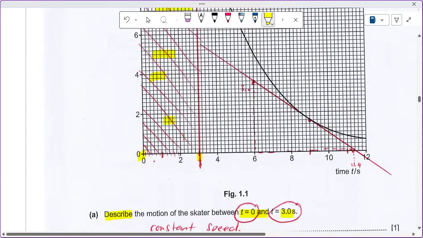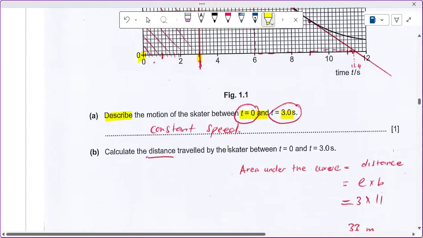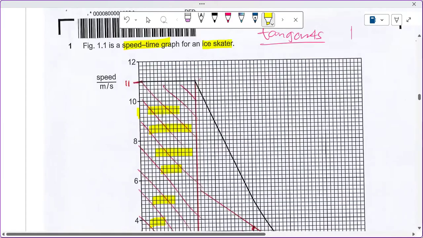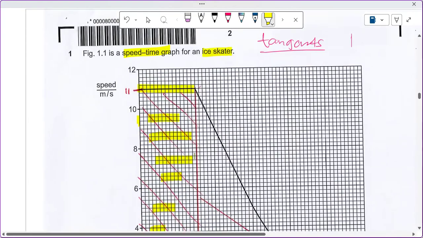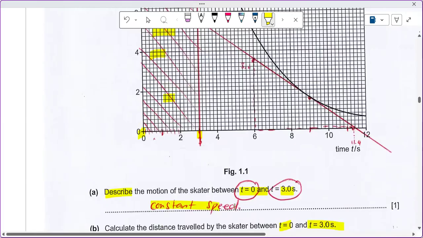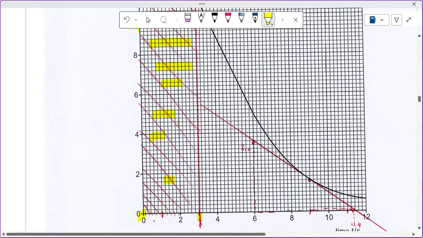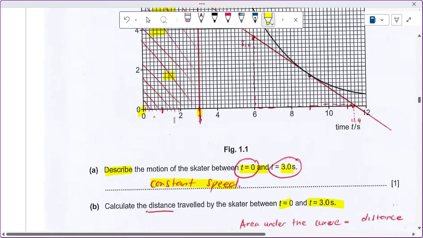Then here they say, all right, calculate the distance traveled by the skater between T equals 0 and T equals 3 seconds. But the first question was just describe the motion of the skater. Between that, the motion here you can see it's constant. It does not change. You are following the graph, so the motion is constant. So the correct answer here would be constant speed or no acceleration because the velocity is not changing.